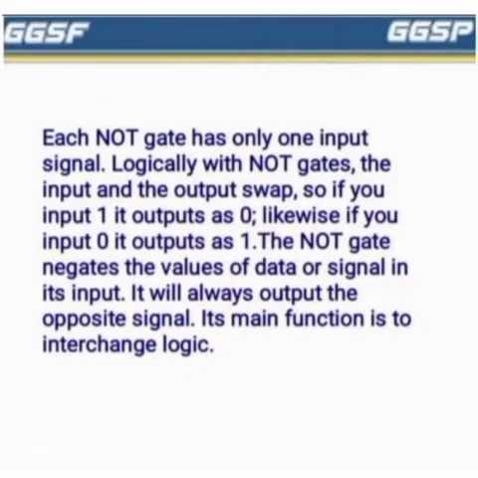So if you input 1, its output is 0. Likewise, if you input 0, it outputs 1. The NOT gate negates the values of data or signal in its input. It will always output the opposite signal. Its main function is to interchange logic.